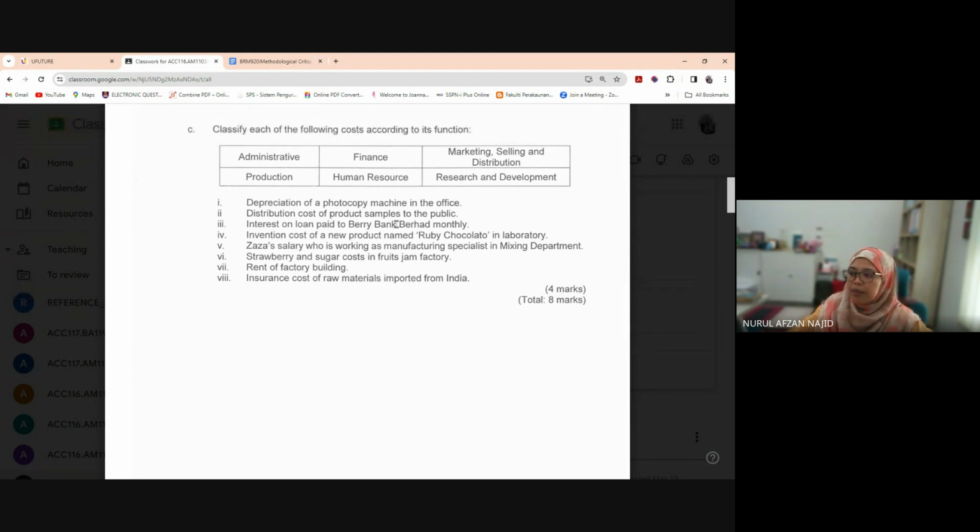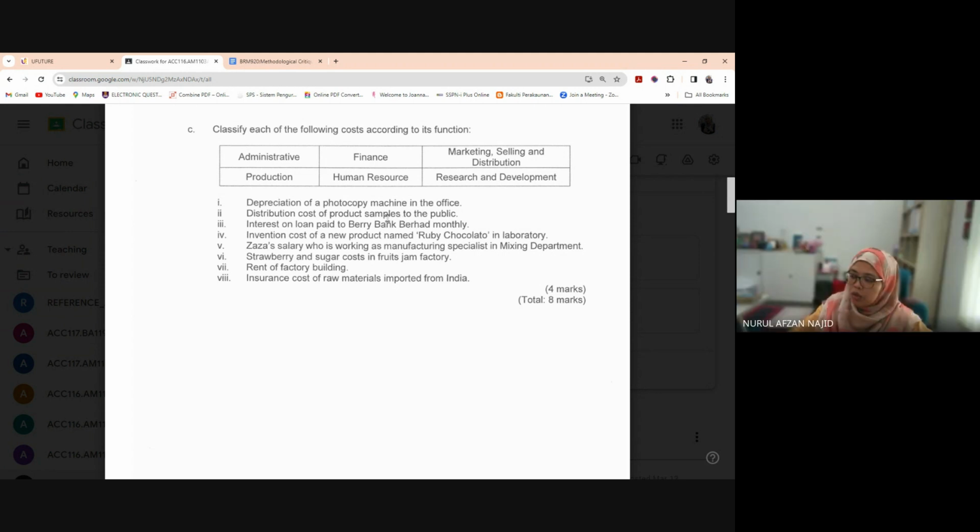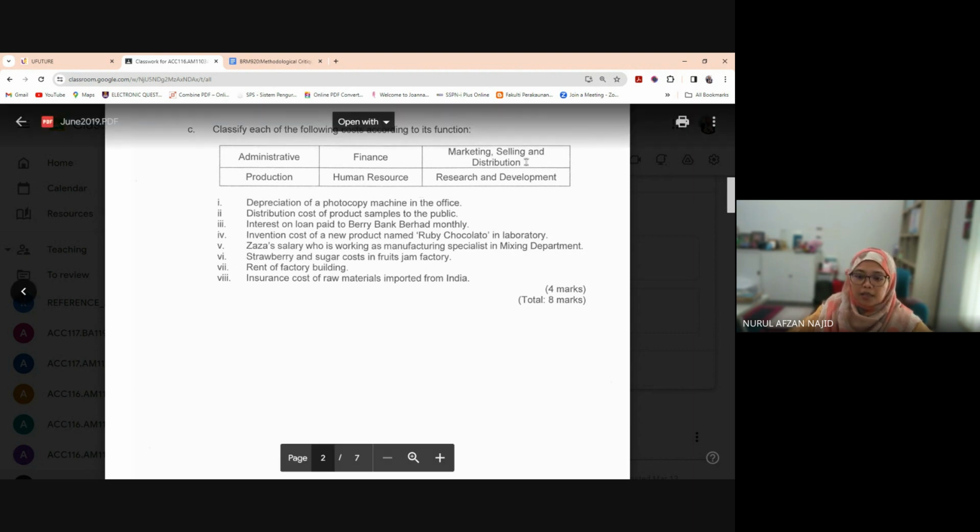Distribution cost of product samples to the public. Research and development? No. What is it doing? Distribute. It already has the keywords there: to the public. So what should it be? Should be marketing. Yes, you answered here marketing, selling and distribution. So should be marketing, selling and distribution.